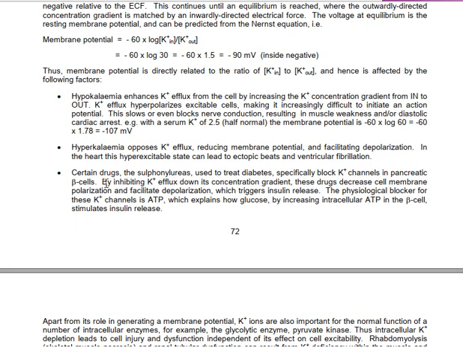Is it clear? So by inhibiting the potassium ion efflux down the concentration gradient, potassium is not going to move outside, it's going to stay inside the cell. So this drug decreases cell membrane polarization and then facilitates depolarization, which triggers insulin release. Is it clear? So the depolarization that occurs inside the beta cell is what is involved with the release of insulin. So the drugs here are just to inhibit that efflux out of the cell to cause a depolarization of the beta cells, resulting in the release of insulin.